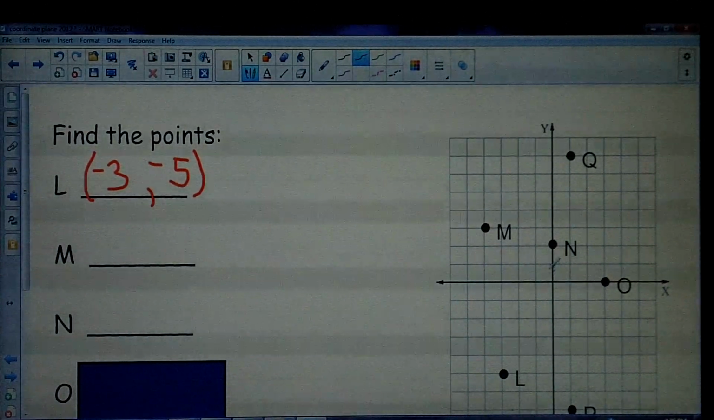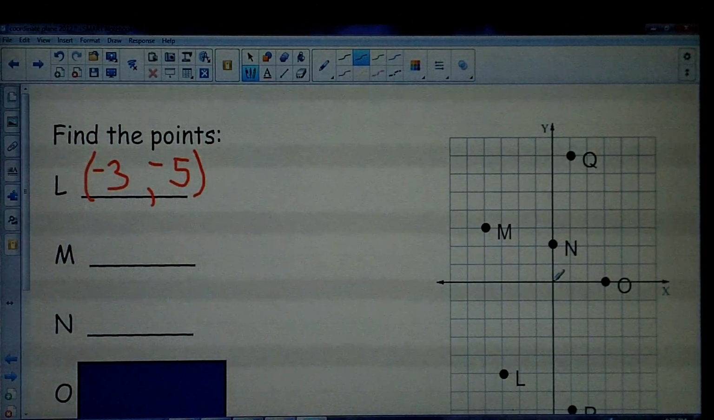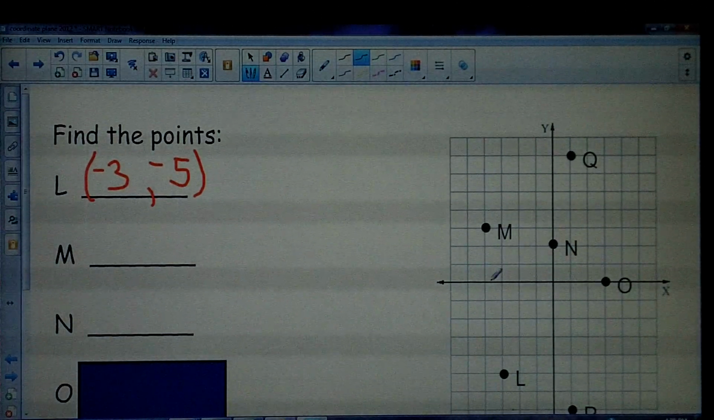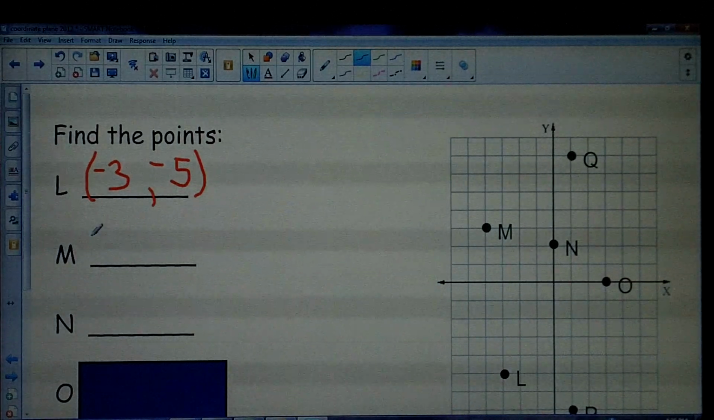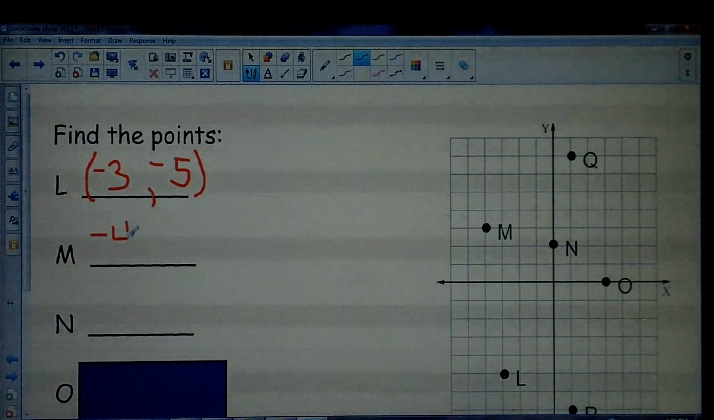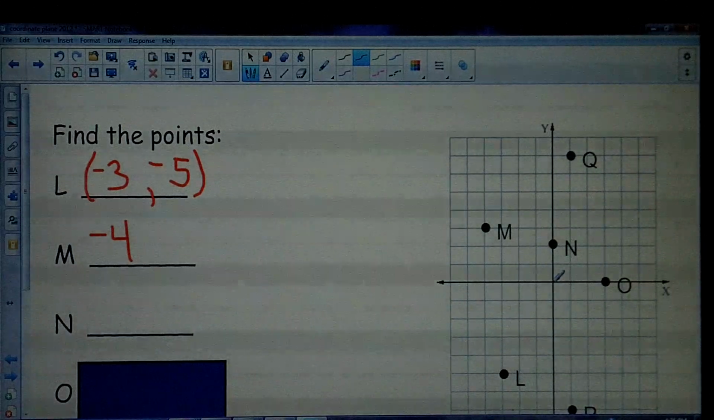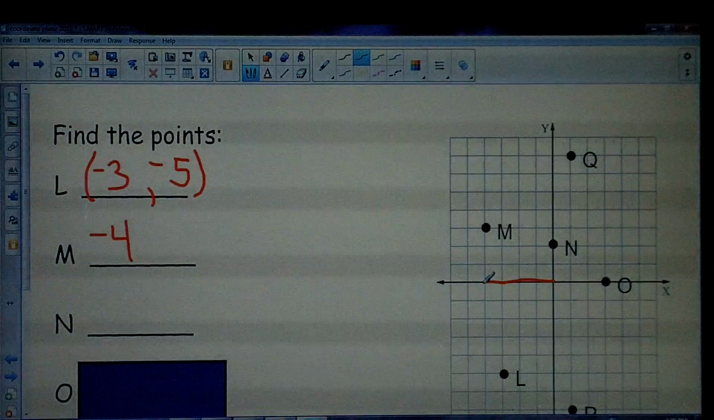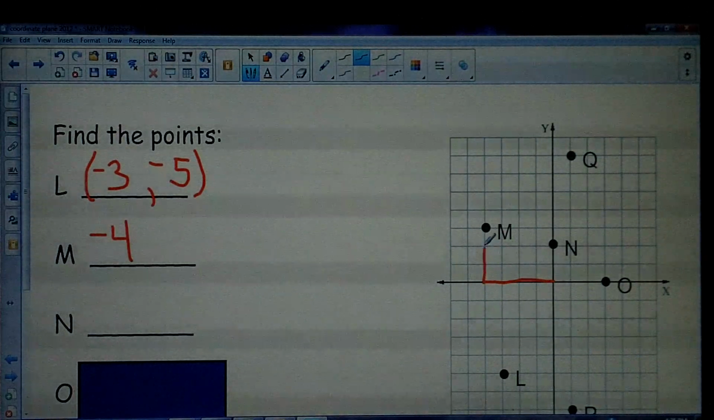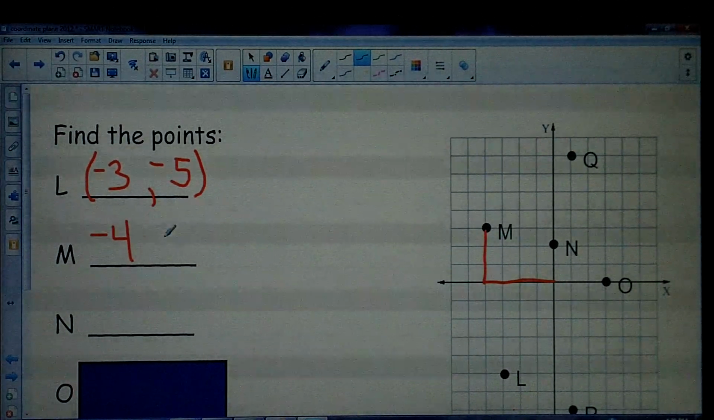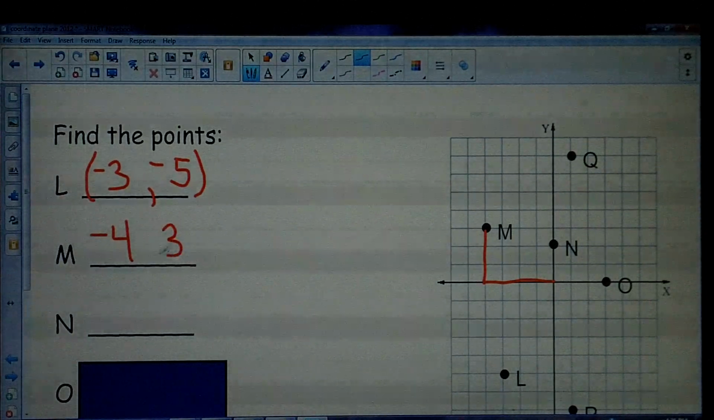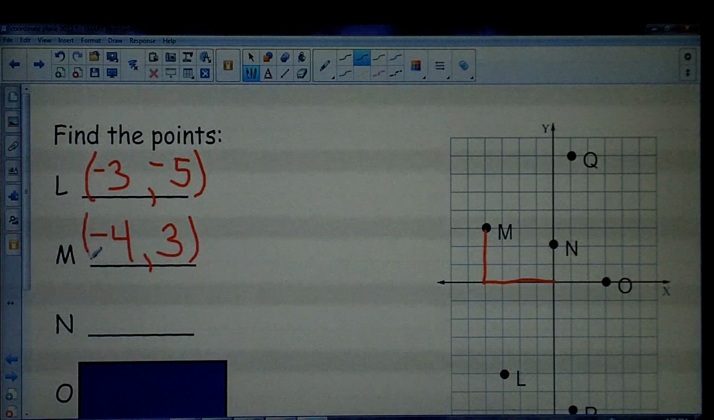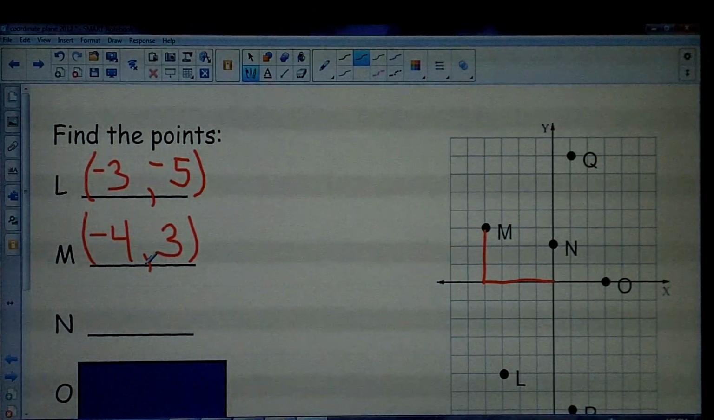Now let's do M. Starting in the origin, remember I want to go left to right first, so I need to go left 1, 2, 3, 4. So that makes that a -4. And now I need to go up 1, 2, 3. So that makes the y a positive since I went up. Put my comma between my ordered pairs, parentheses on both sides so that we know it's an ordered pair.